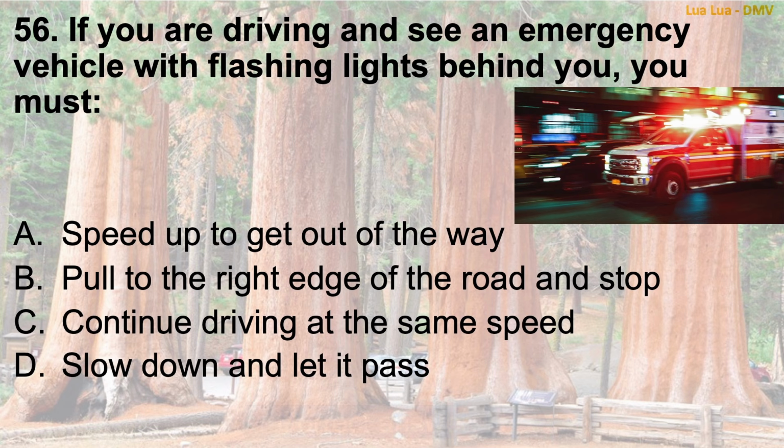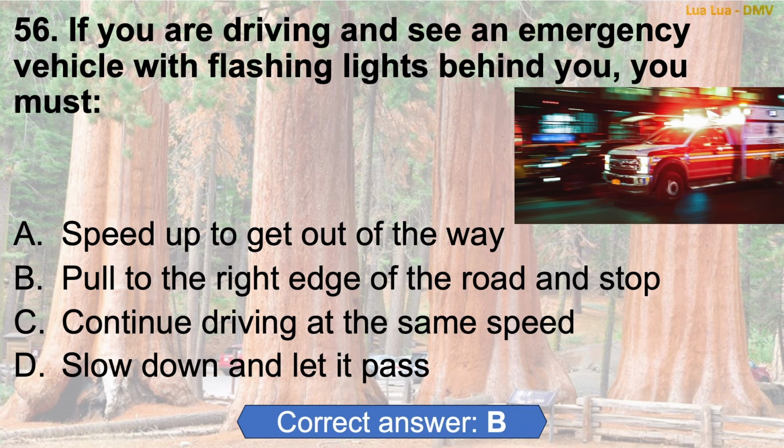Question 56. If you are driving and see an emergency vehicle with flashing lights behind you, you must A. Speed up to get out of the way. B. Pull to the right edge of the road and stop. C. Continue driving at the same speed. D. Slow down and let it pass. The correct answer is B. Pull to the right edge of the road and stop.